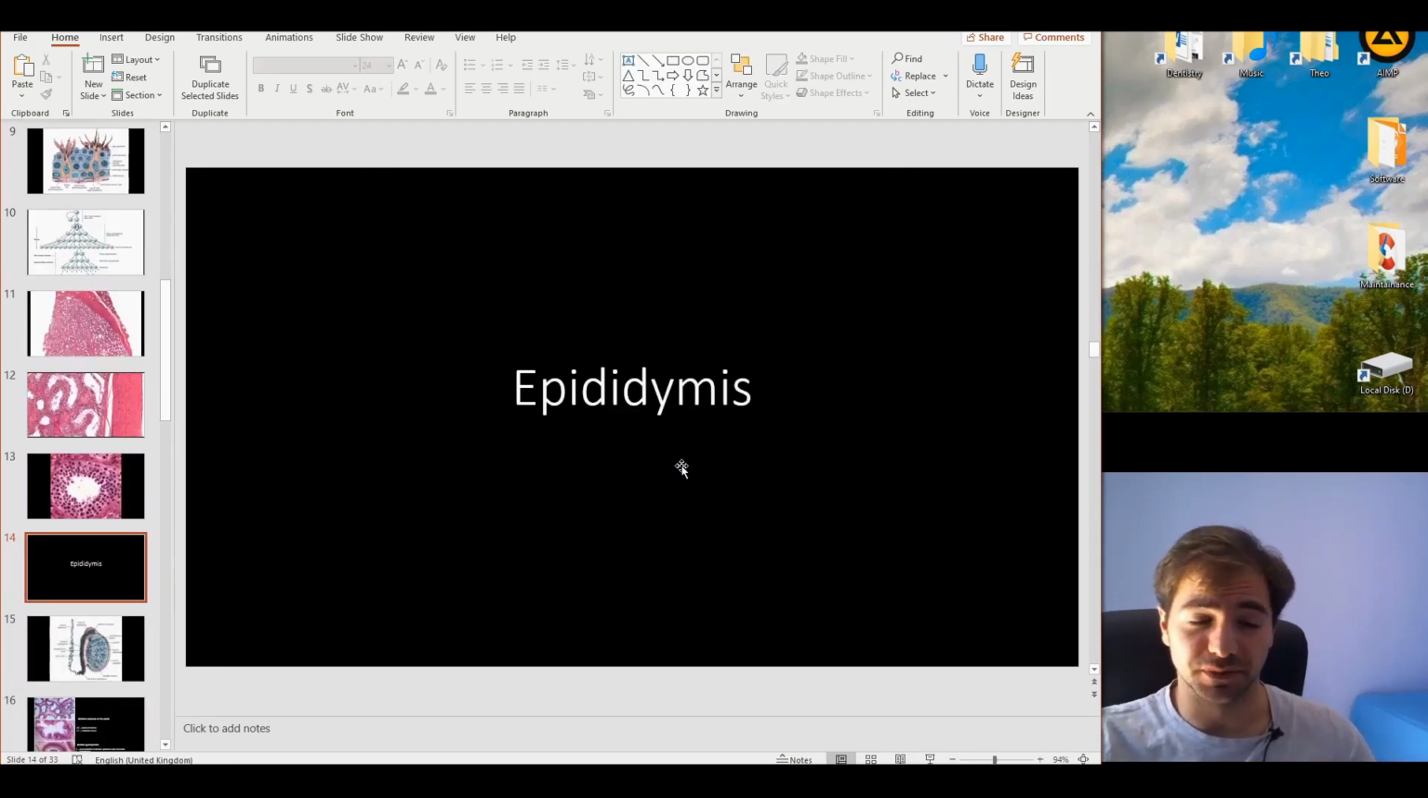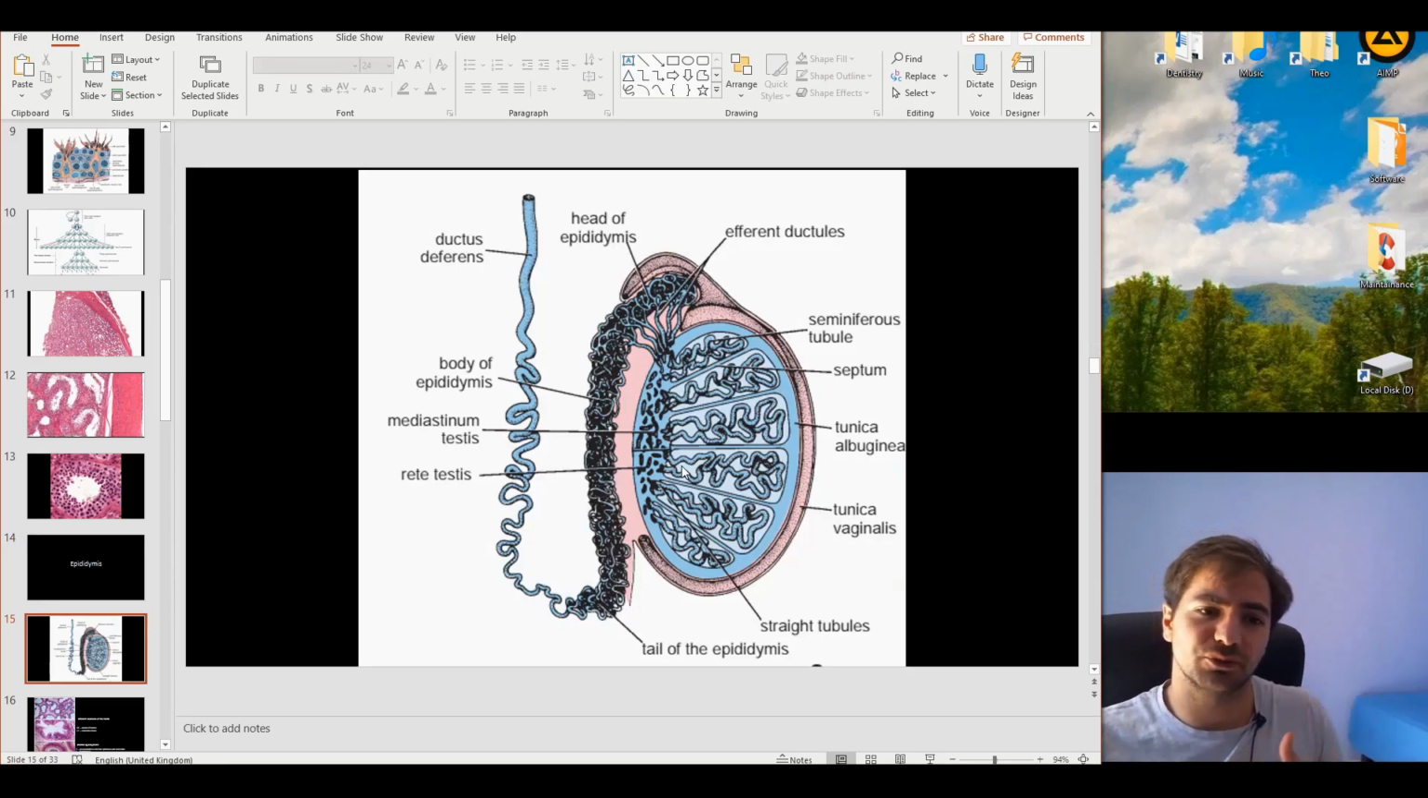So let's talk about the epididymis. The point was that after the production of the sperm in the seminiferous tubules, we're going to have the movement from the seminiferous tubules to the straight tubules, then to the rete testis, and then through to the head of the epididymis through the afferent ductules.